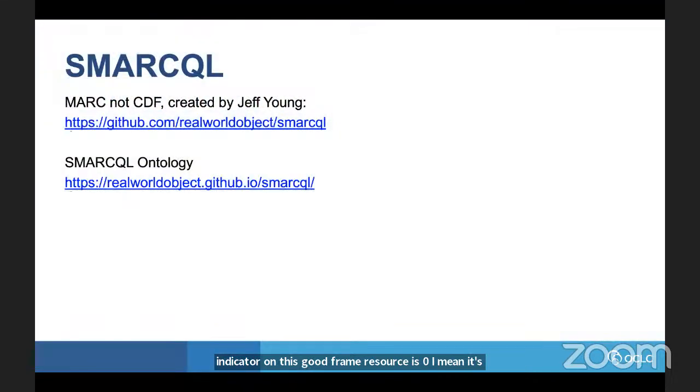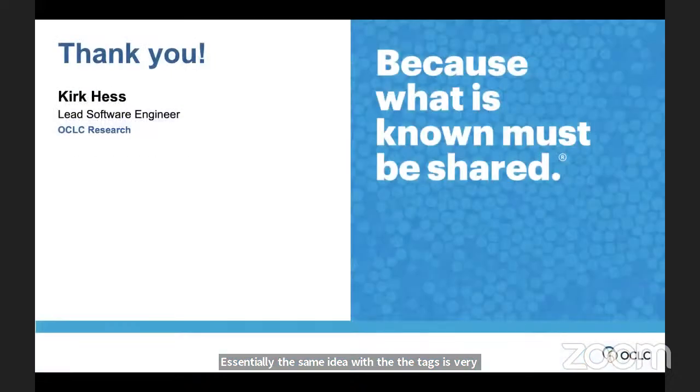The last little bit is that Jeff kept working on this after he retired. He created something that I think the audience will find more useful. It's actually just MARC, so it's not CDF, which is more specific to OCLC. You can go to this URL, and there's an ontology that goes along with it. It's a little different than the one I'm using, but it's essentially the same idea with the tags and various fixed fields. And with that, that's the end.